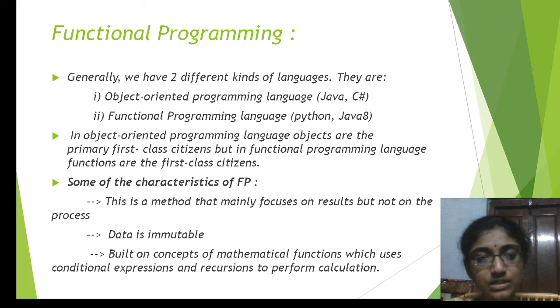Okay, and later on, let me explain some of the characteristics of functional programming. This is a method that mainly focuses on results but not on the process. So functional programming mainly focuses on the results but not on the process. And later on, data is immutable.